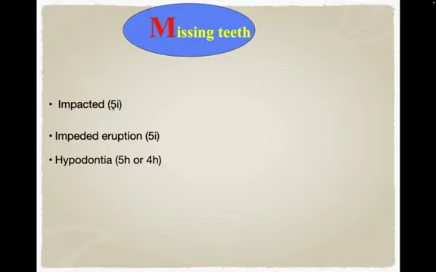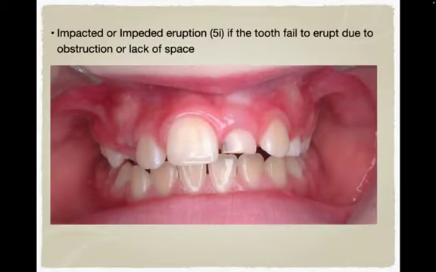So if you have an impacted tooth or impeded eruption, that goes to 5 immediately. That's a great need of treatment, and you get the letter I. Well, if it's hypodontia, it's either 5H or 4H, and we're going to see how that is distinguished.